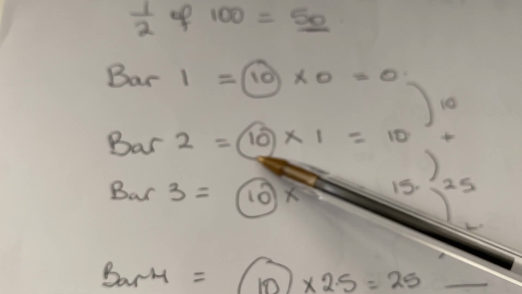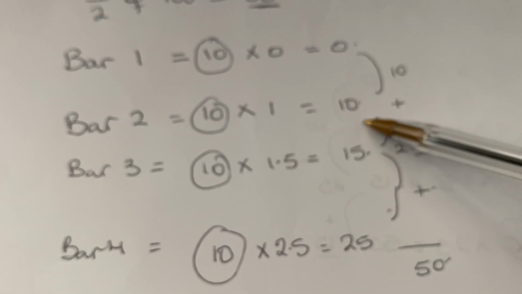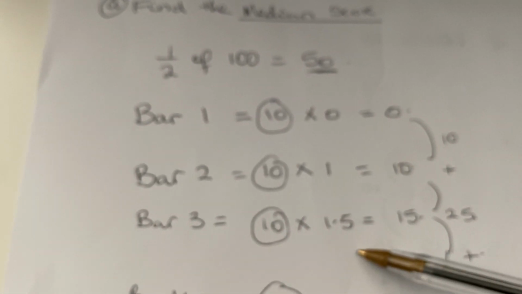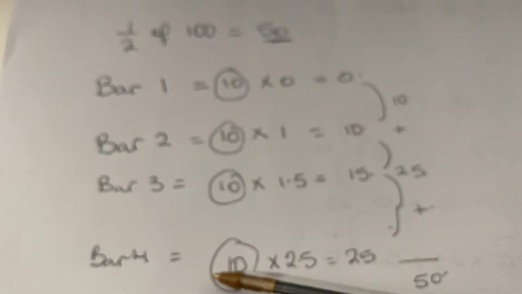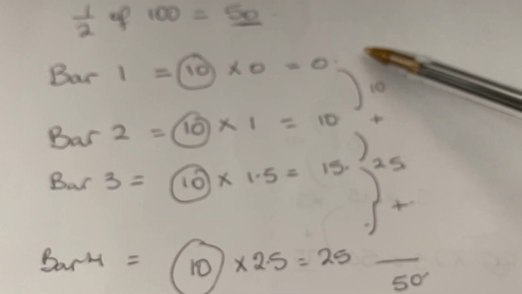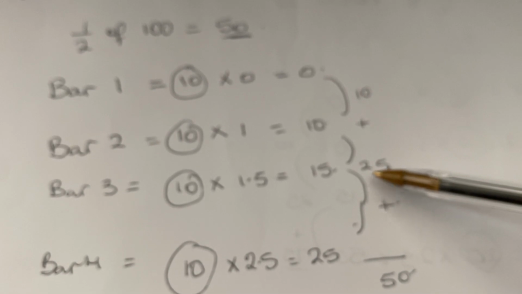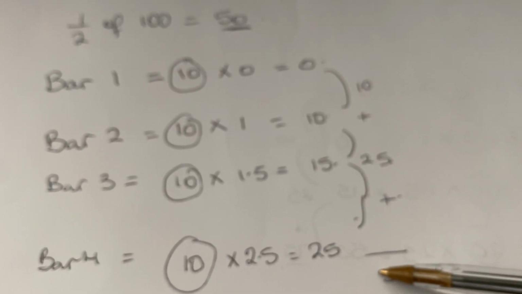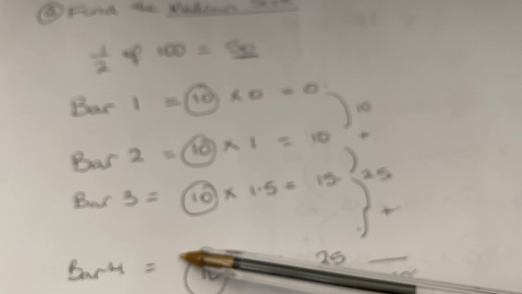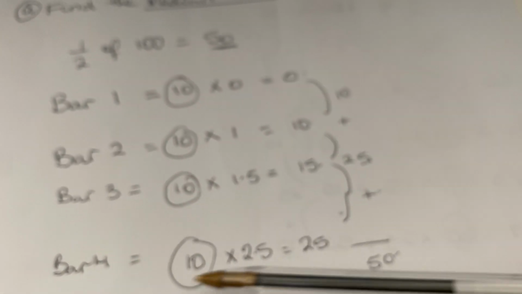Bar 2, 10, the class width, times 1 frequency density, is 10. Okay, we want 50. The next bar, 10 times 1.5, is 15. The next bar, 10 times 2.5 is 25. So if you add them, 0, 10, 25. Okay, add 25 again, you get 50. So the median will be on the 4th bar at the position 1, 2, 3, 4, 40.